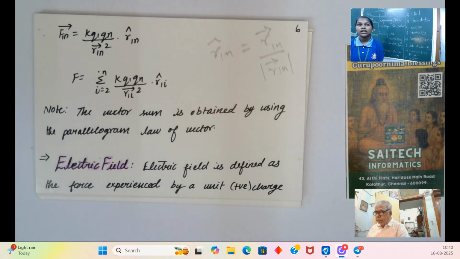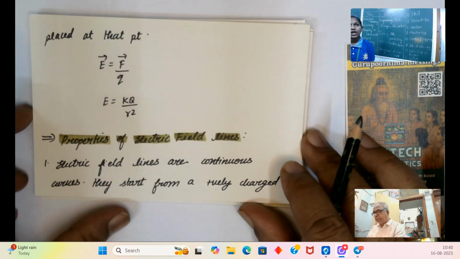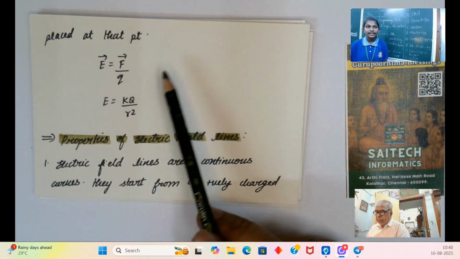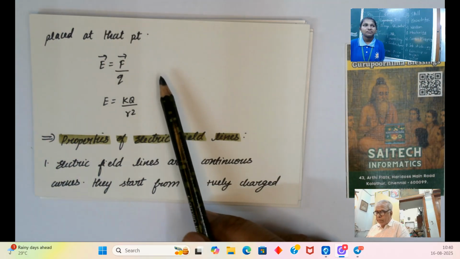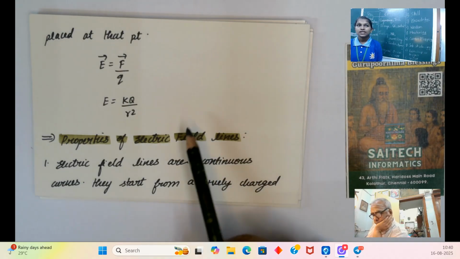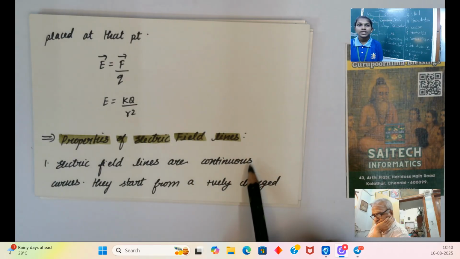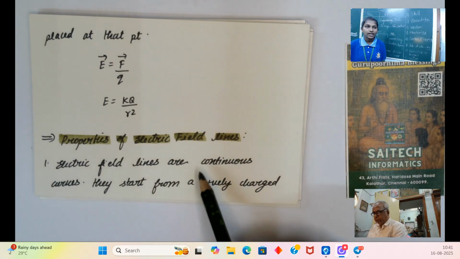And now we'll be seeing about the electric field, where the electric field is defined as the force experienced by a unit positive charge placed at one point, where the E vector can be represented as F vector divided by Q. So it can also be represented as E is equal to KQ by R square, which is the expression of electric field.